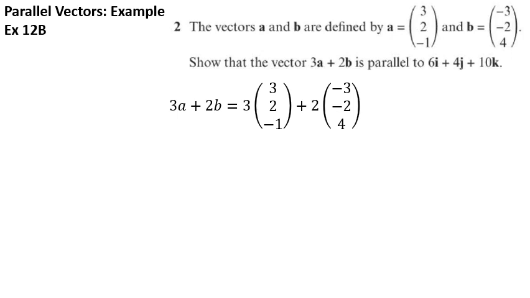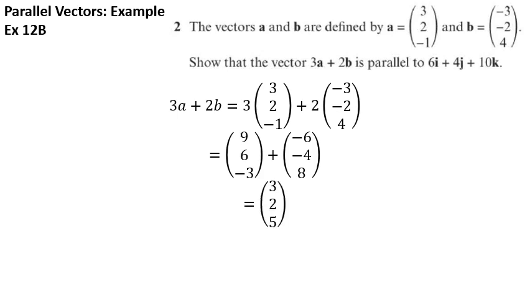We multiply each component in a by 3. We multiply each component in b by 2. We get this. Then we can add component by component. The i components, 9 add negative 6. The j components, 6 add negative 4. And the k components, negative 3 add 8. That gives us 3, 2, 5. All we need to demonstrate now is that 3, 2, 5 is parallel to 6, 4, 10.